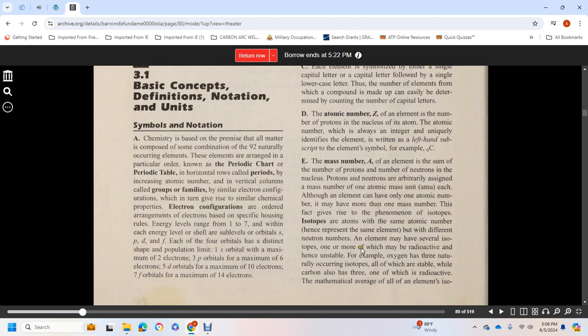Some elements have several isotopes, one or more of which are radioactive and hence unstable. For example, oxygen has three naturally occurring isotopes, all of which are stable, while carbon also has three, one of which is radioactive.